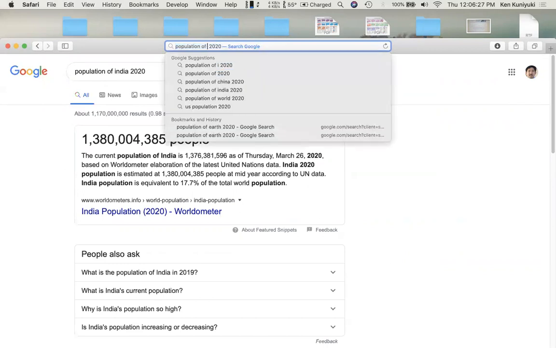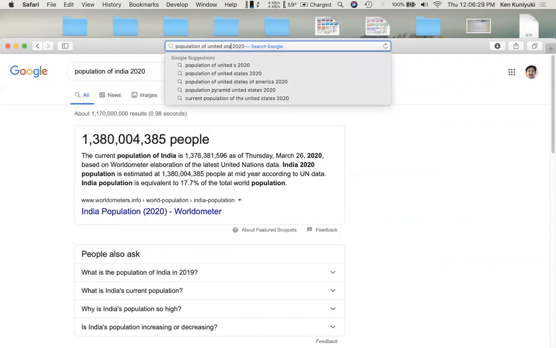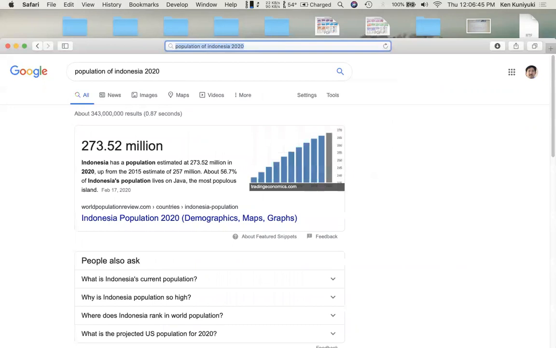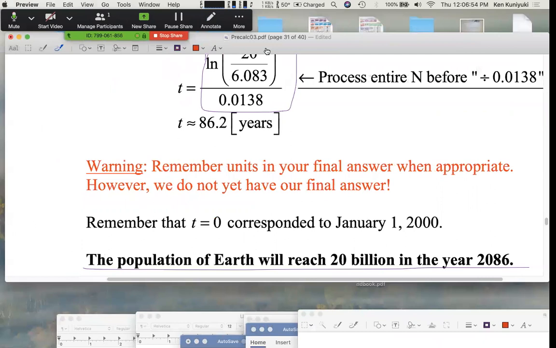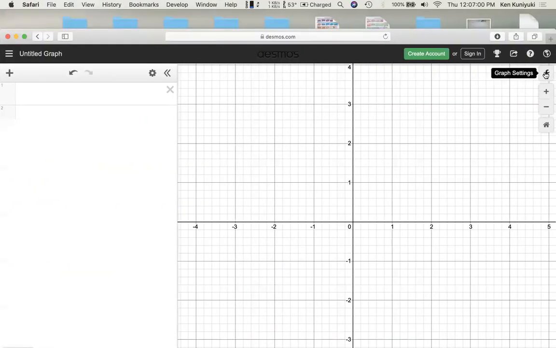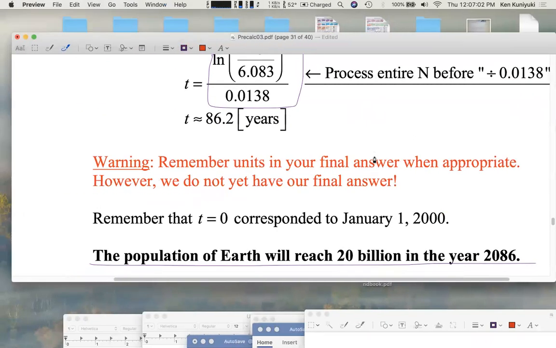This next one, well, let's do the United States. United States, 331 million people and change. This one might surprise you. Indonesia. The population of Indonesia, over 273 million. Huge population. A lot of islands, densely populated. Okay, back to the main notes. On Desmos, by the way, if you graph this, you're going to have to really change your scales on your axes. Okay.